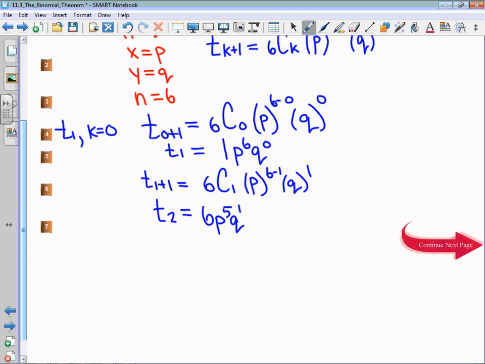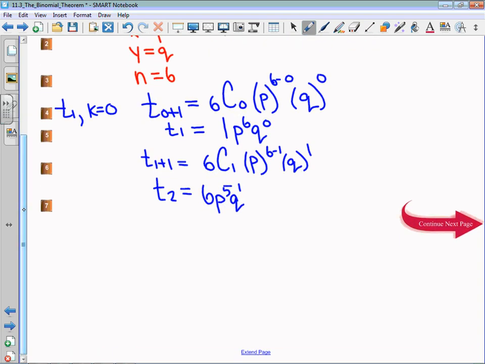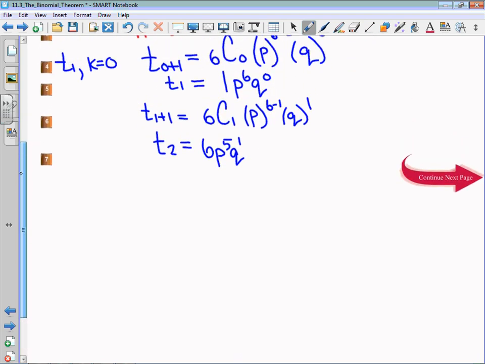But it is a big advantage to see that the exponent on p is going down and the exponent on q is going up. But we got a little bit of work to do. I'm going to try to spread my work out just a little bit now. I'm going to find term 3, which is when k is equal to 2. So term 2 plus 1 is going to be equal to 6 choose 2 times p to the power of 6 minus 2 times q to the power of 2.